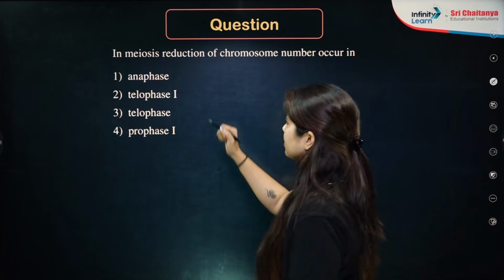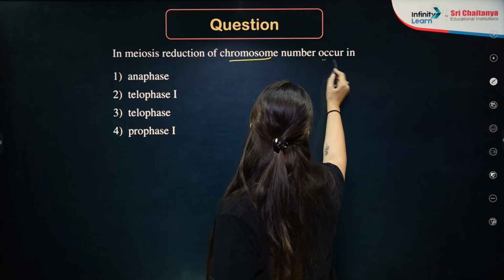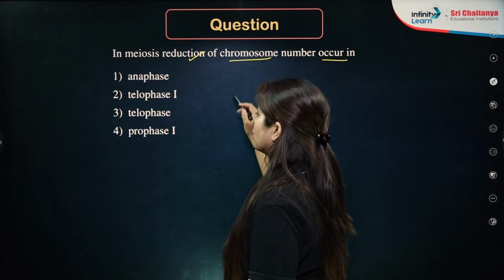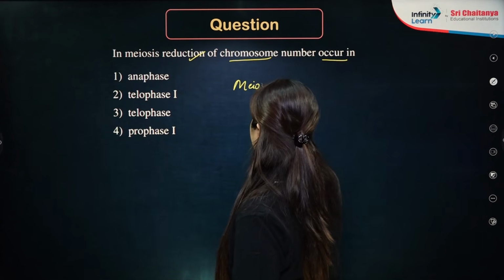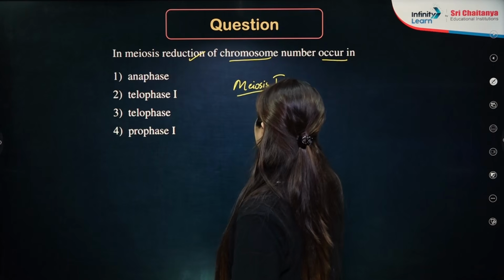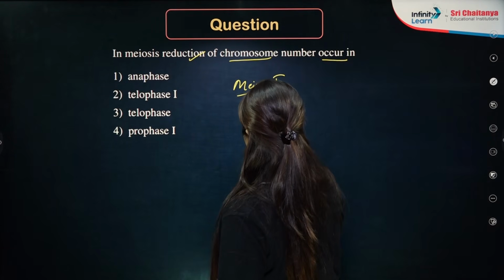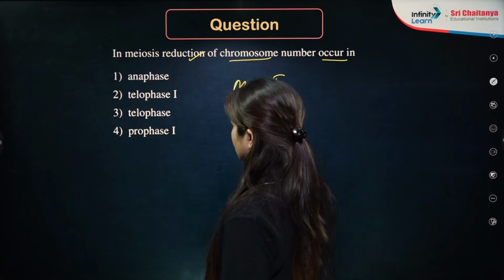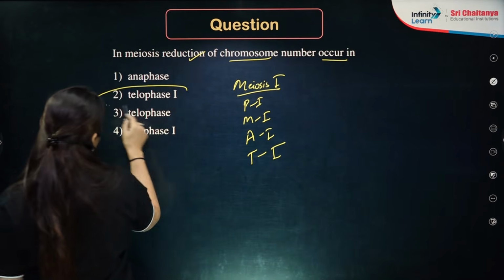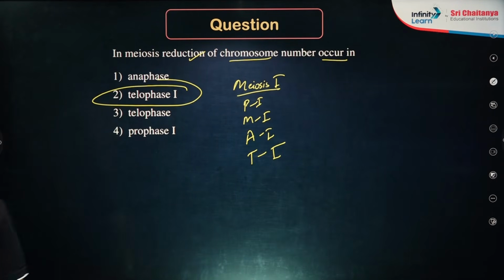Next question. In meiosis, reduction of chromosome number occurs in meiosis 1, specifically where we have prophase 1, metaphase, anaphase, and then telophase 1. At the telophase 1 stage we find the actual reduction. So the answer to this question has to be option number 2, which is telophase 1.